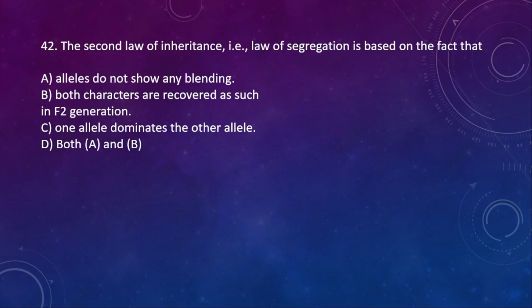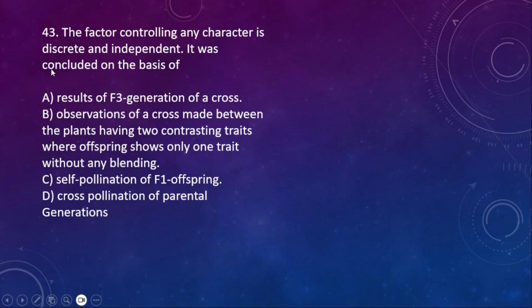42. The second law of inheritance, that is law of segregation, is based on the fact that A. Alleles do not show any blending. B. Both the characters are received as much in the F2 gen. C. One allele dominates the other allele. D. Both A and B. So here the right option is D, both A and B.